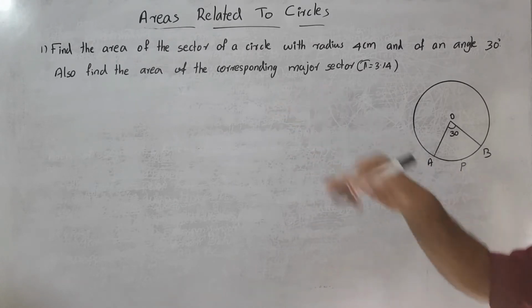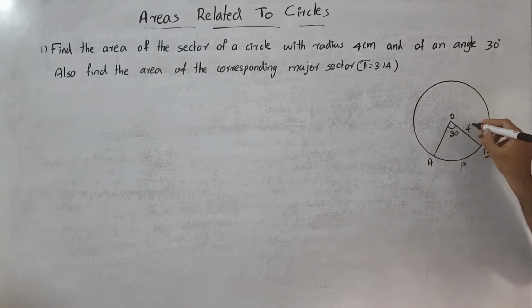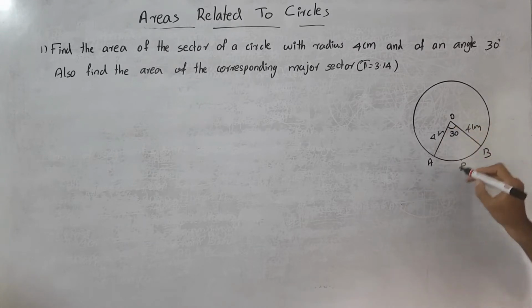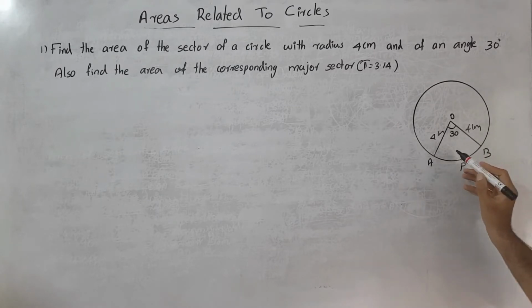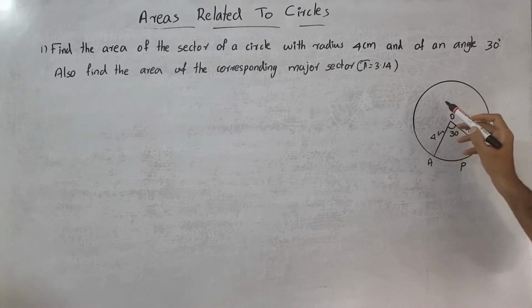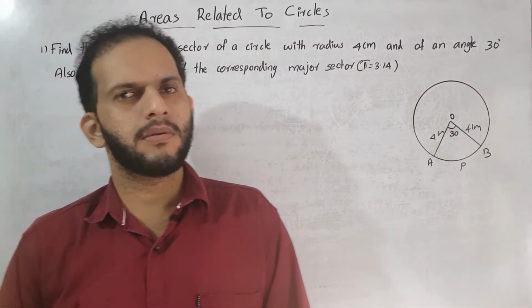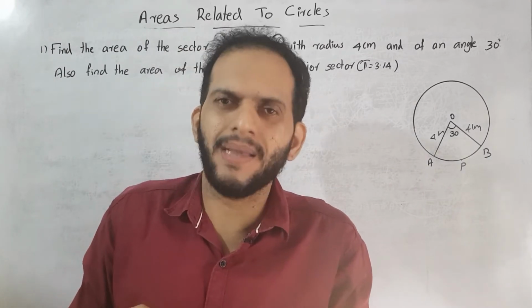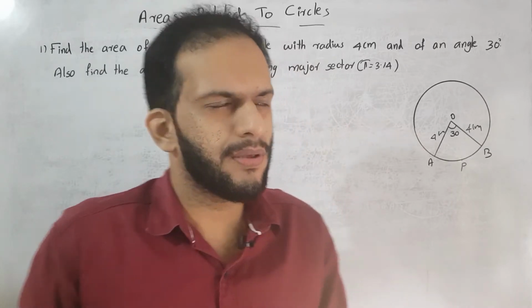Okay, based on the idea, we construct a figure, and the radius is 4 centimeter. The central angle of the sector is 30 degrees. The question is very clear: find the area of the sector, meaning the minor sector, and find the area of the major sector. If the question asks for major and minor, first we find the area of the minor sector. So we write the equation.